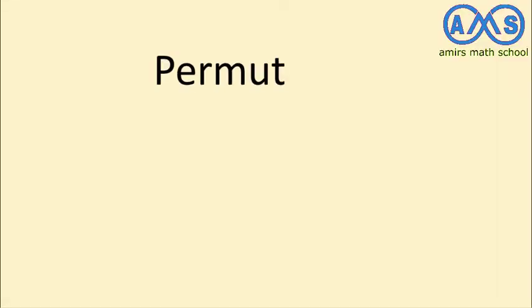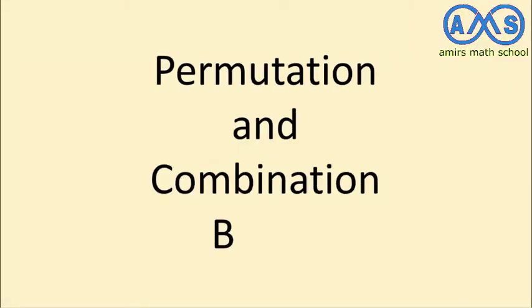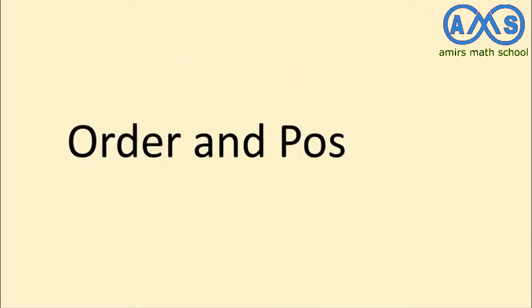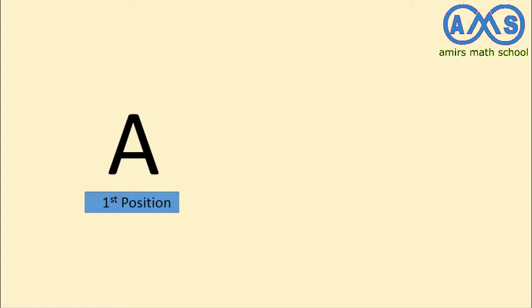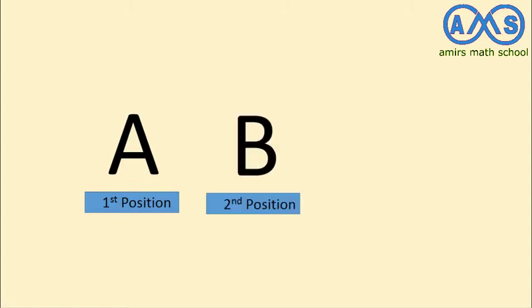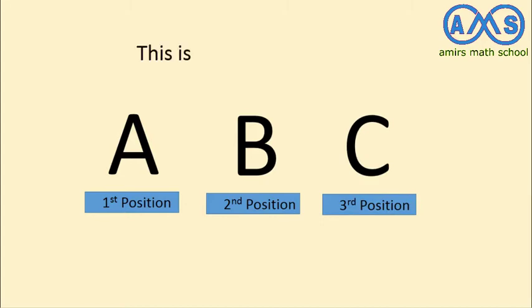Let's learn the permutation and combination basics in the easiest way. Start with order and position. Here, the letter A is in first position, B is in second position, C is in third position. And this is an order of 3 letters.